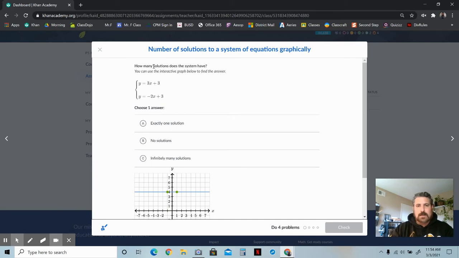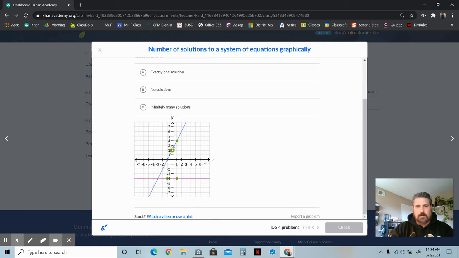So here it says, how many solutions does the system have? You can use the interactive graph below to find the answer. So y equals 3x plus 3 and y equals negative 2x plus 3. The first thing you're going to do is graph each line. So 3x plus 3 is slope-intercept form. That means the y-intercept is 3 and the slope is 3. So you start with an intercept of 3. It crosses 3 at the y-axis and has a slope of 3. So that means up 3, to the right 1.